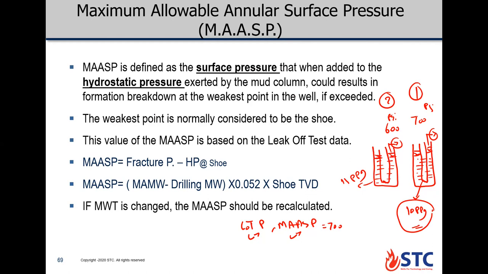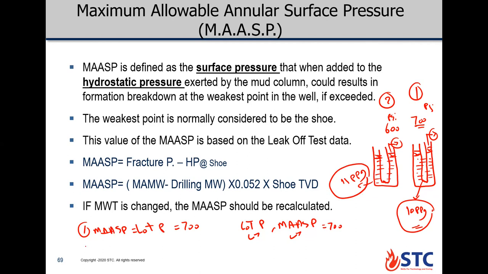So at the test time, we have leak-off test pressure 700, and the MASP is the same value of 700. If you increase 1 psi over the leak-off test, you're going to frac the formation. If you increase 1 psi over the MASP, you're going to frac the formation. So for case number one, we have MASP as a surface pressure equal to leak-off test pressure as a surface pressure equal 700 psi. At the test, we have 10 ppg as a mud weight, but after the test, we're going to resume our drilling operation, so making a change for the mud weight to be 11 ppg. Now we make a change for the mud weight.